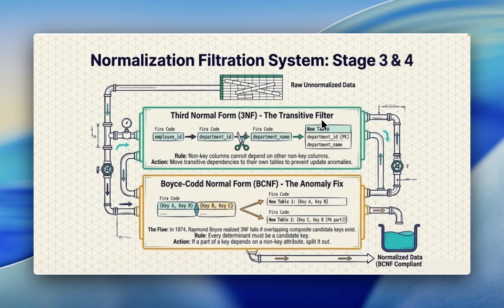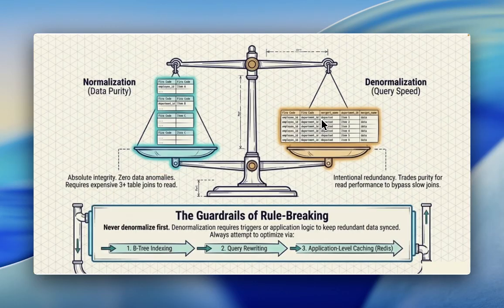Boyce-Codd Normal Form, the anomaly fix. Key A, B; key B, C. New table 1: key A, key B; new table 2: key C, key B. The flaw: in 1974, Raymond Boyce realized 3NF fails if it allows composite keys. The rule: every determinant must be a candidate key. Action: if part of a key depends on a non-key, split it out.